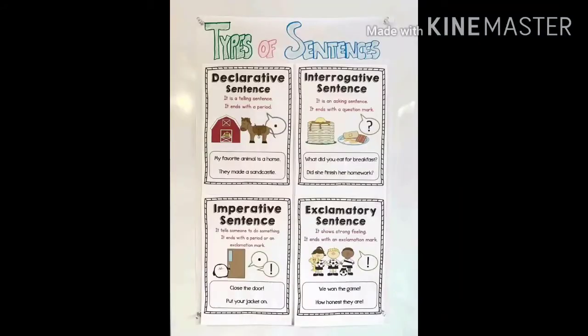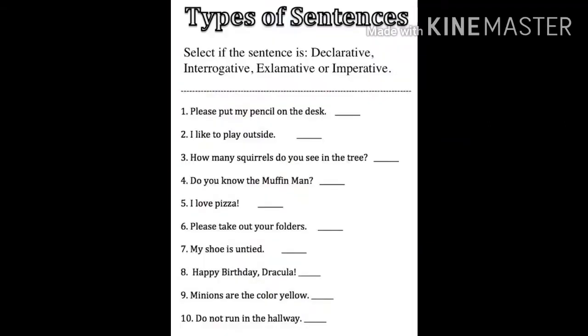So I have shared a worksheet and I'm going to explain and answer it. For that I have to pause, so let's go to the worksheet. As you can see, the worksheet has been displayed on the screen, and here it reads: types of sentences. Select if the sentence is declarative, interrogative, exclamative, or imperative.